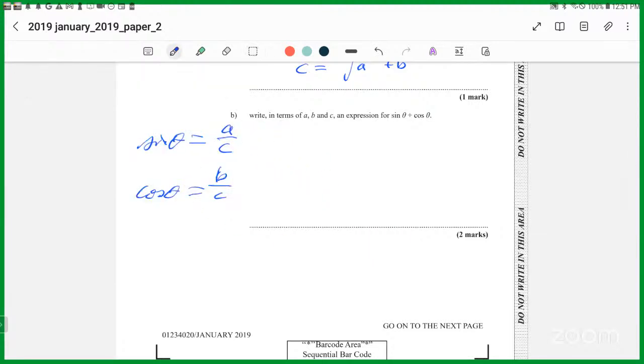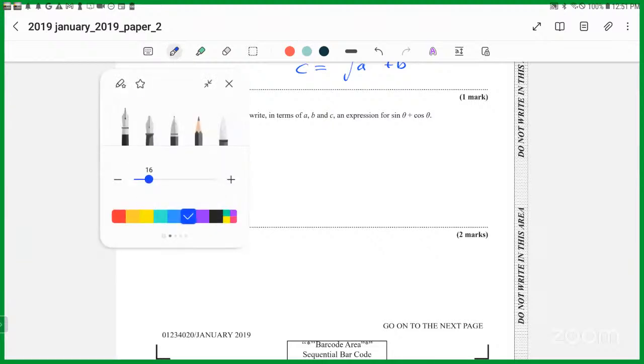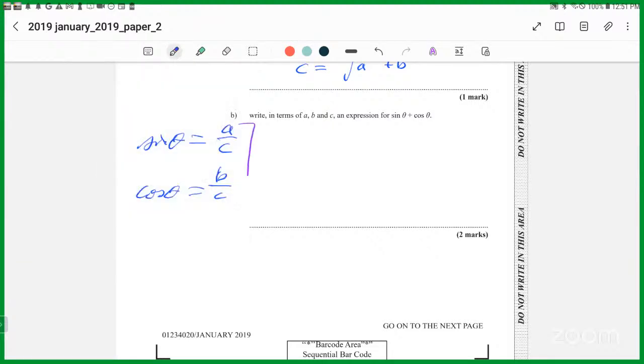All right, so from these, using purple, we can go and add these two. So sine theta plus cos theta becomes equal to A over C plus B over C. And since these two denominators are the same, we can write this as A plus B all over C. That is, sine theta plus cos theta equals A plus B all over C.